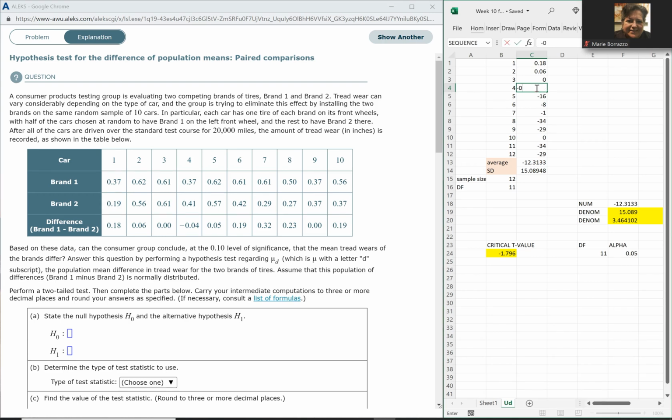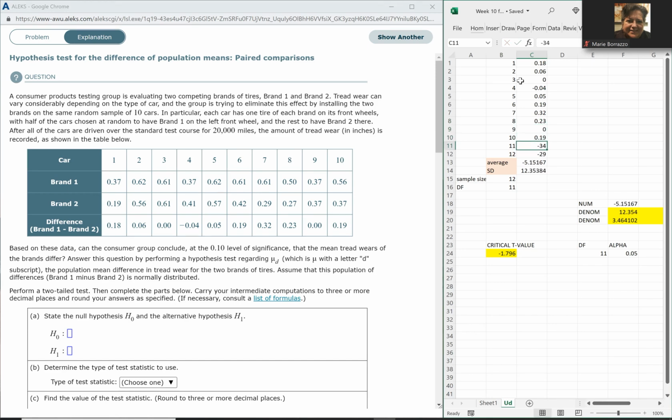Negative 0.04, 0.05, 0.19, 0.32, 0.23, 0 again, and then 0.19.